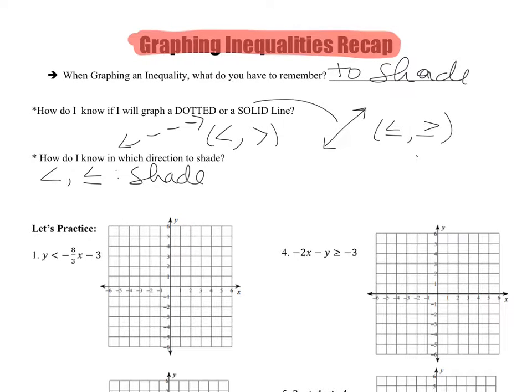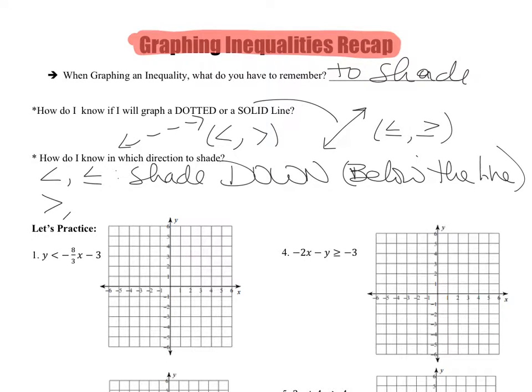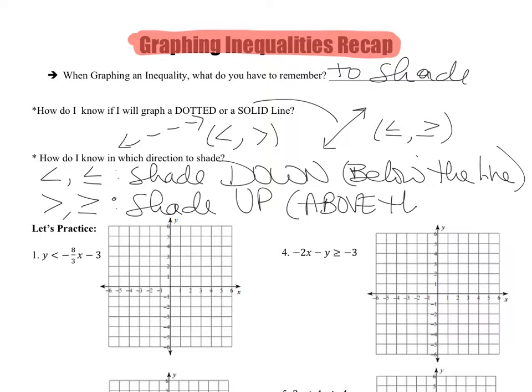If it's less than or equal to, I'm shading down. I'm shading below the line. If it's greater than or equal to, I'm shading up. That's above the line. Which makes sense because when you think about less than, do you think about down or up? You think about down. So when you have a less than sign, you're going to shade down, and when you have a greater than sign, you're going to shade up.